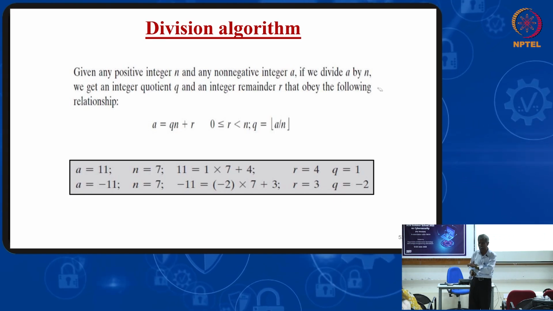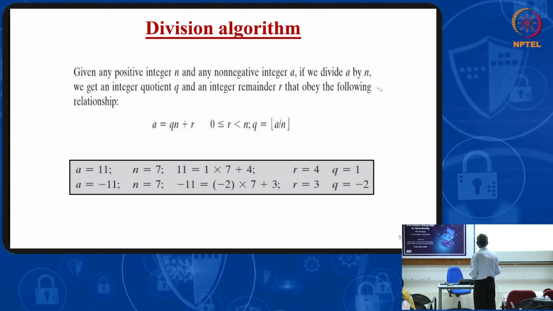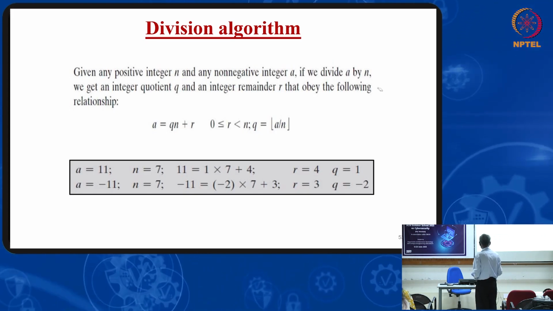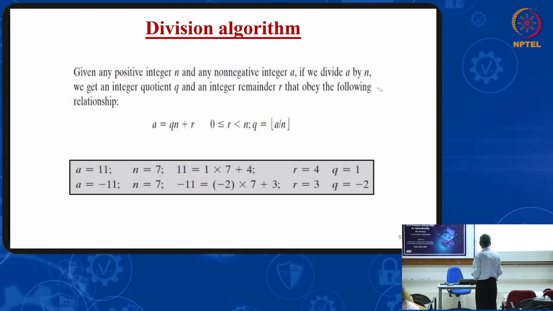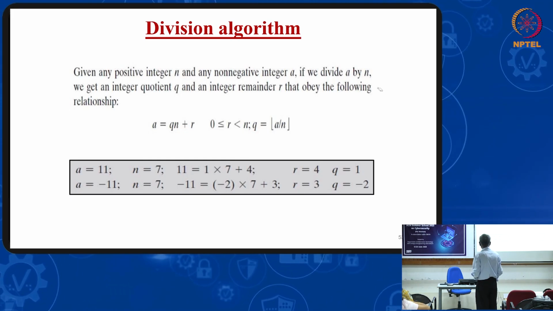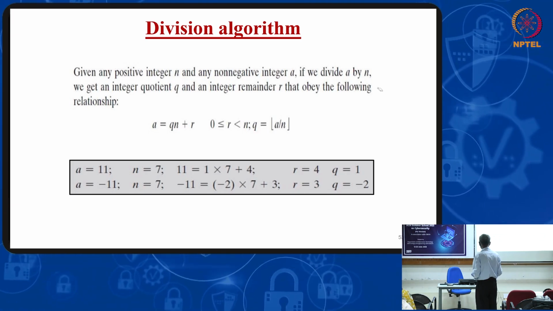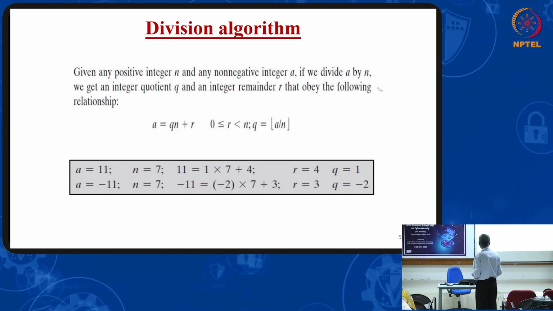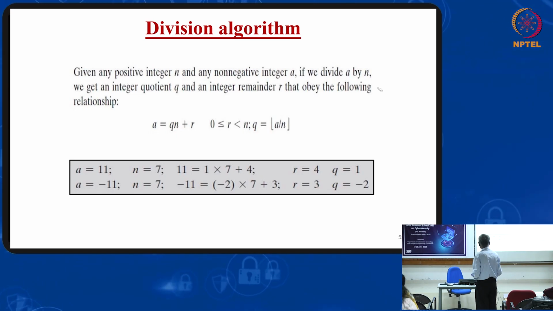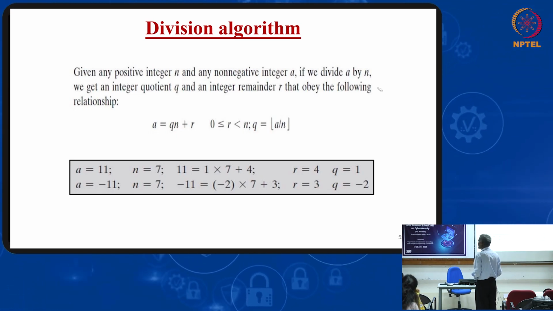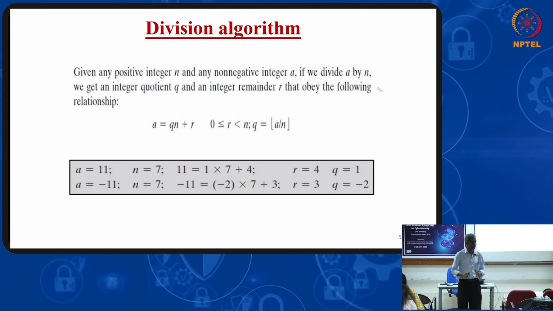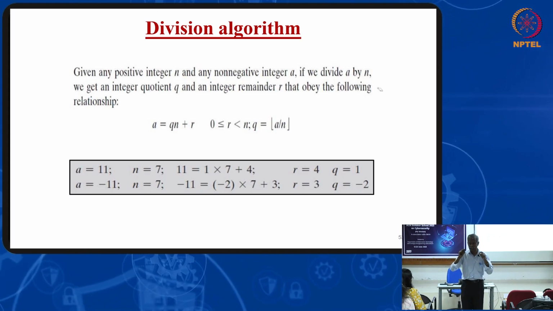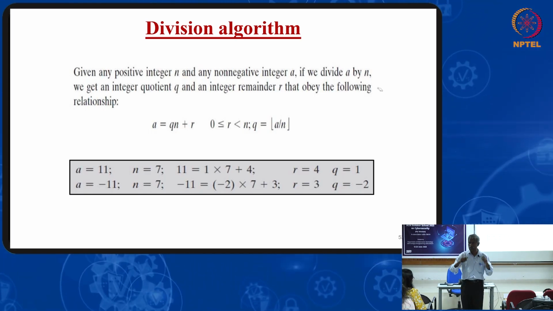I will tell what the division algorithm is. Given any positive integer n and any non-negative integer a, a is the dividend. If we divide a by n, that means n is the divisor. We get an integer q, the quotient, and remainder r. It obeys the relationship a equals quotient into divisor plus remainder. This algorithm is called the division algorithm. The division algorithm says that dividend equals divisor into quotient plus remainder.